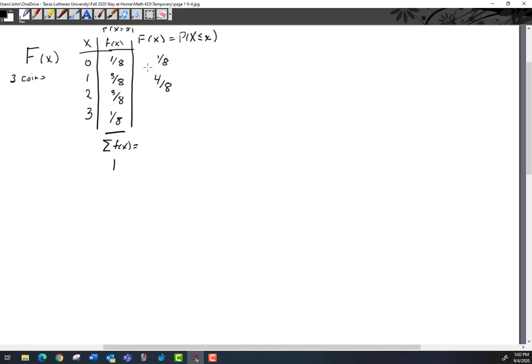What goes here would be capital F of 2, which would be f of 0 plus f of 1 plus f of 2. So this would be 7/8. And finally, I'd have to add in this last 8, and so that would be 8/8. Now, when we're doing the cumulative function, if we're doing it in a T diagram like this, the last value here always has to be 1, because this is the probability that x is less than or equal to the largest value it can take. And that probability would have to be 1.